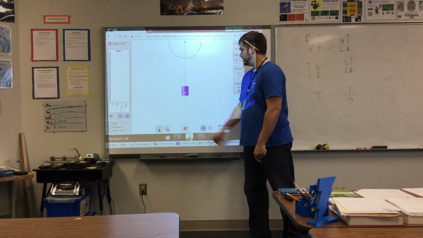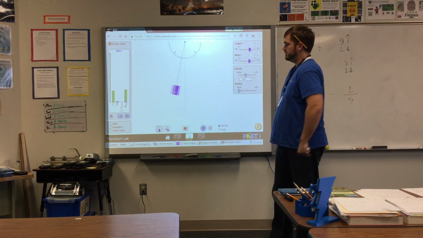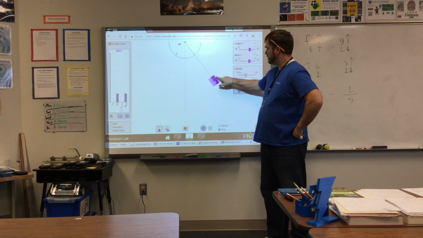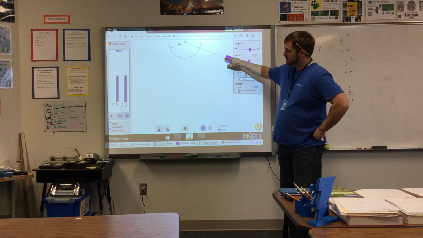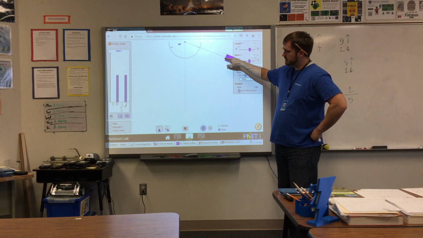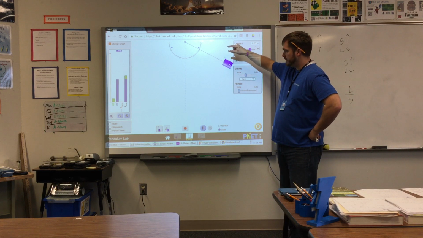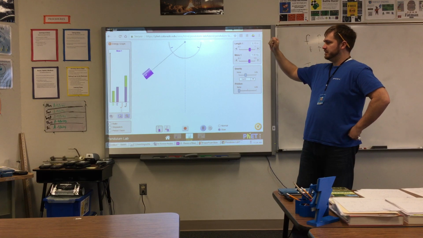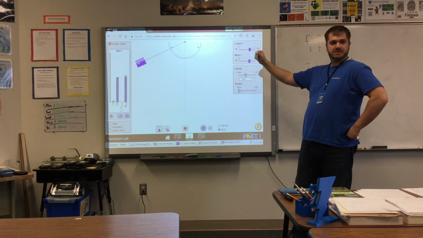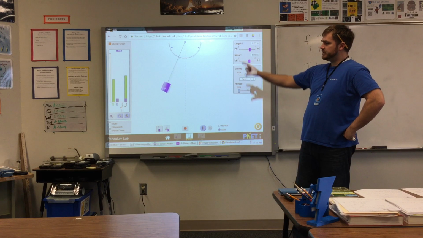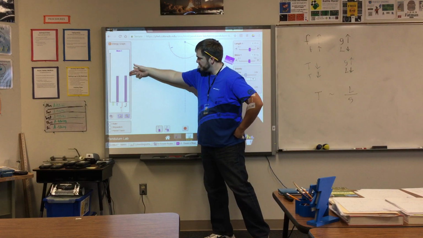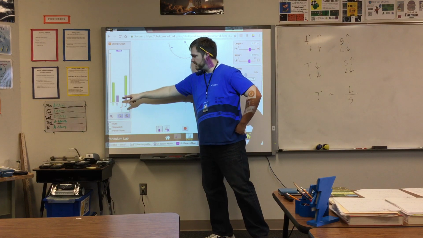Let's go to this energy. What is this going to show us? All right, so at the top, we've got what type of energy? Potential. All potential. And then all kinetic. All potential. Look at that total energy. What do you notice about the total energy? It never changes. It's a constant sum of the kinetic and the potential.